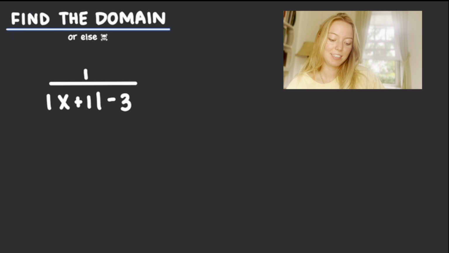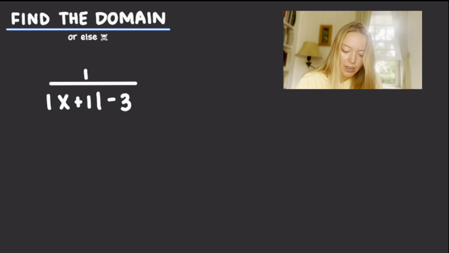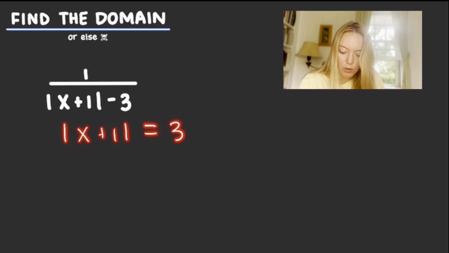All right, let's look at this example here. Again, we're going to check the numerator. It's just 1. That's totally fine. That doesn't do anything for us. The denominator can't equal 0, so that means this here cannot equal 3 because 3 minus 3 is equal to 0. So we need to solve where x plus 1 in absolute value is equal to 3.